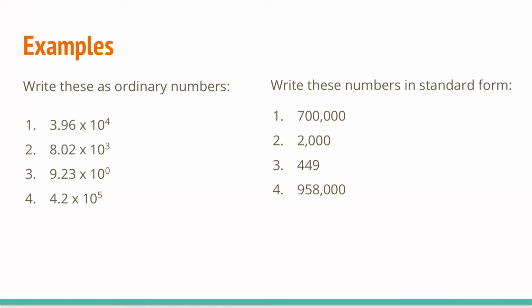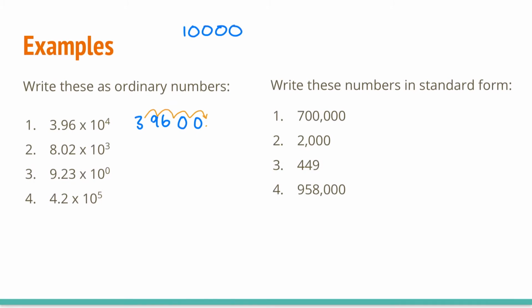So as an example, I need to change them from a standard form to an ordinary number. So 3.96 times 10 to the 4 means that I'm timesing it by 10 to the power of 4, which is 10,000. So that means that I'm moving my decimal place 4 times, which is always going to be the power of the 10. So I've got 3.96, and then I need to move my decimal place 4 times. 1, 2, 3, 4. And therefore I need to fill in with zeros, and obviously I can get rid of that original decimal place. So my answer is 39,600.